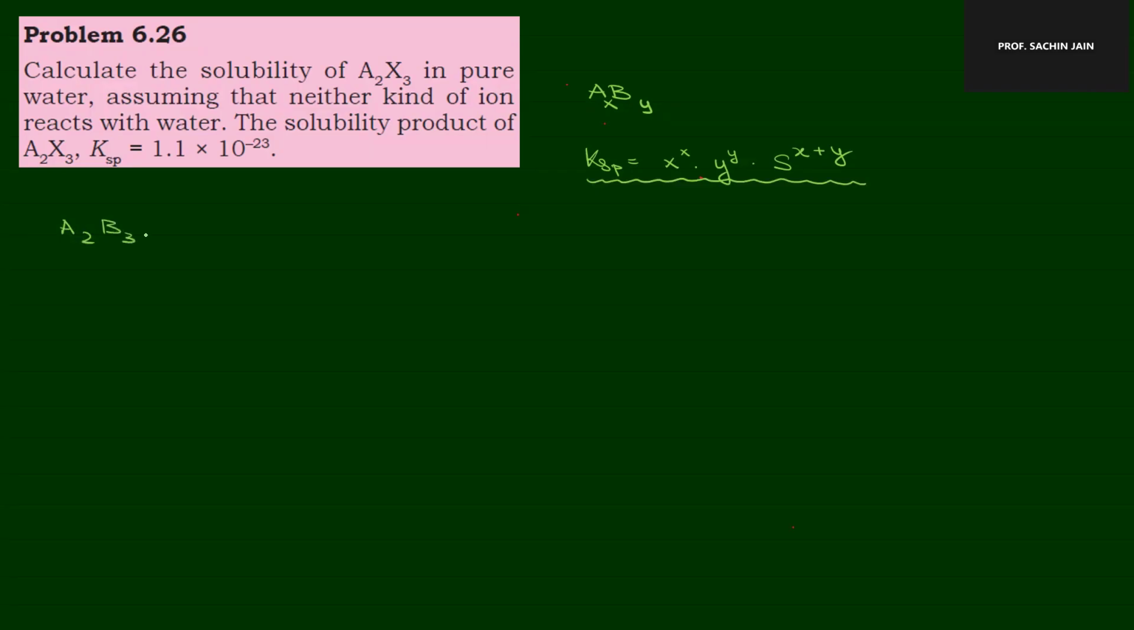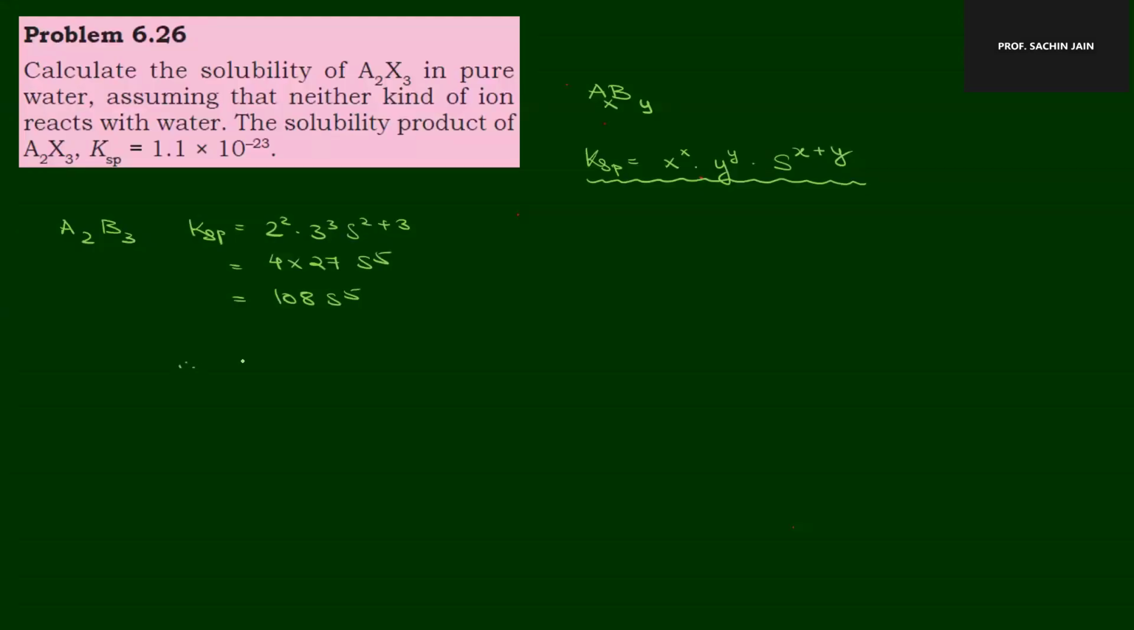फॉर A2B3 salt, the KSP will be equal to 2 का स्क्वायर, 3 का क्यूब, S raised to 2 plus 3, which is equal to 4 times 27 into S raised to 5. मल्टीप्लाई करोगे तो 108 S raised to 5 आ जाएगा. और solubility अगर फाइंड आउट करना है, then the solubility will be equal to KSP upon 108, the whole raised to fifth root, 1 by 5.